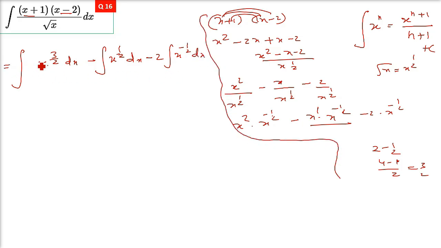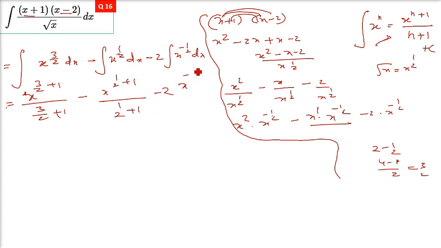And we are going to use the integration formula which I indicated earlier. So what is this? Now you have to ignore this integration sign because the integration result we are writing here. X raised 3 by 2 plus 1, 3 by 2 plus 1 in the denominator, minus x raised half plus 1 by half plus 1, minus 2 x to the power minus half plus 1 and minus half plus 1 here. So this will give you x raised 5 by 2, 3 by 2 plus 1 is 5 by 2. And denominator also 5 by 2.